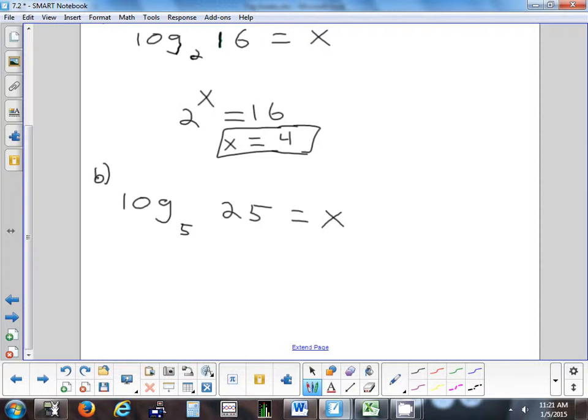Without writing the conversion out, anybody think they know the answer? 2. Yeah, the answer is 2. If you did the whole thing out, 5 is your base, x becomes the exponent, 25 goes by itself. Now we look at it, 5 to the second power. Any questions on that, when the number on the right-hand side is a power of the base on the left? Okay, for now, that's how we'll keep it.